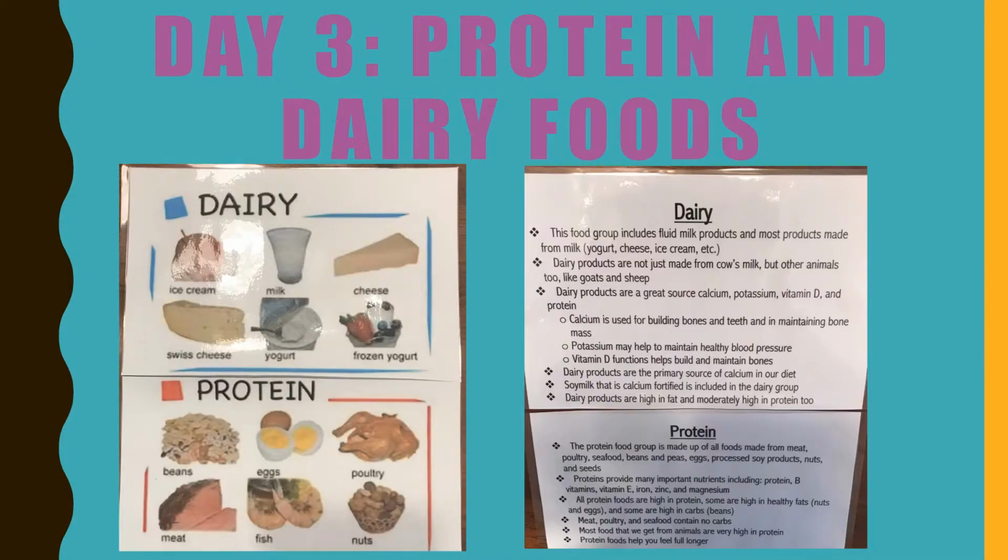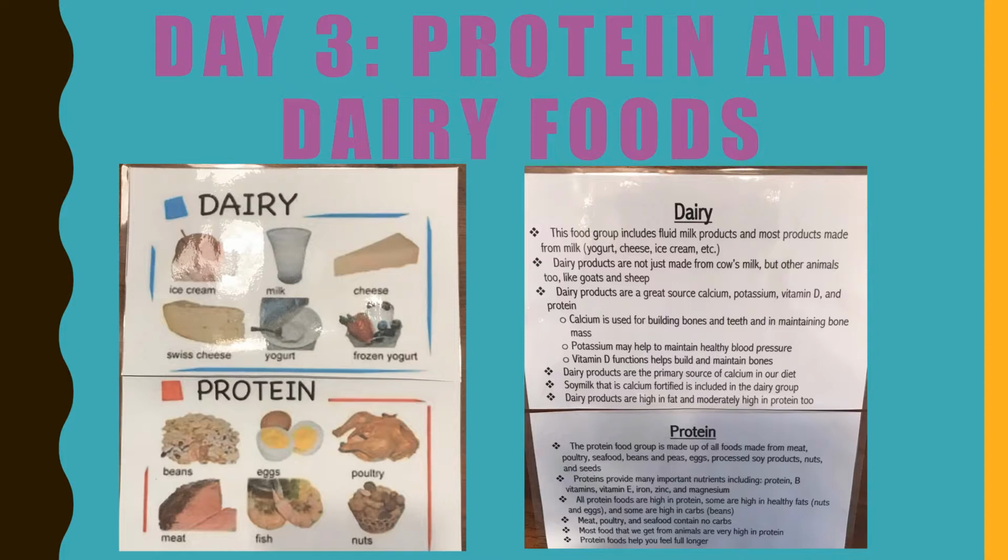Day 3 of my lesson plans went over the dairy and protein groups of the 5 different food groups. So on the front of these learning cards are different examples of foods that belong in each of these groups. And then on the back is different facts about them, just like with the fruit and vegetable card.